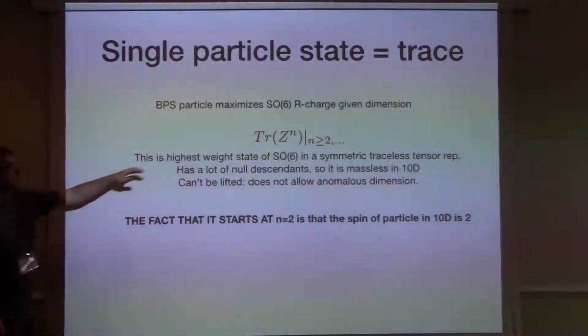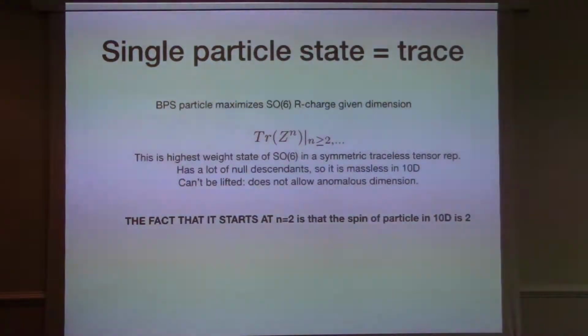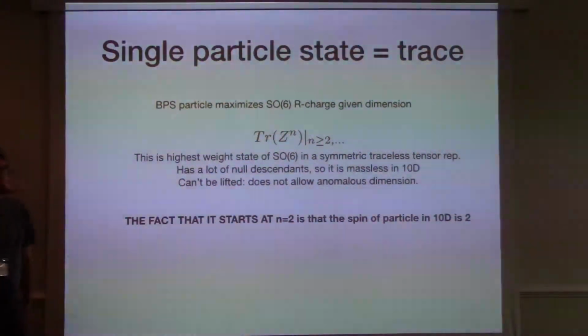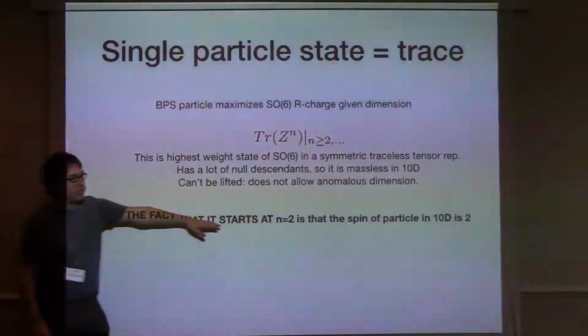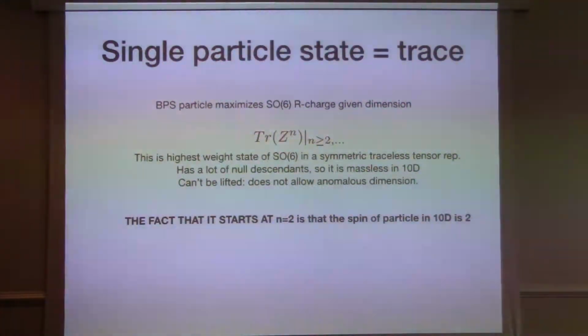The usual story is that these are in the chiral ring, so they're protected by supersymmetry. But here's something nice: because you start at n equal to 2, the minimal spin for this on the sphere is 2. And what that means is that the spin of the particle in 10 dimensions is 2. So this is part of the gravity multiplet. So this is where you see that this is the gravity multiplet. And spin and SO(6) numbers are quantized. If you look at the table of supergravity and you do it in this way of classifying states, you see that that's exactly what you get.